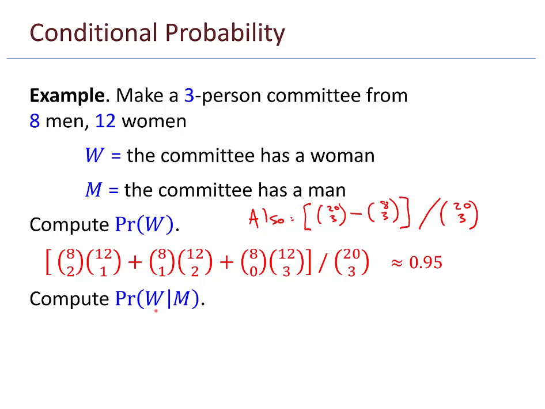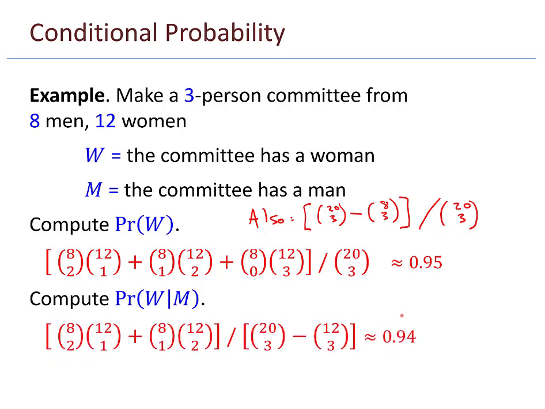What's the probability that there's a woman on the committee, given that there's a man on the committee? And then we get an expression like this. Look how it's changed. 2 big ideas. First, this third term in the numerator goes away. Because what does this third term represent?